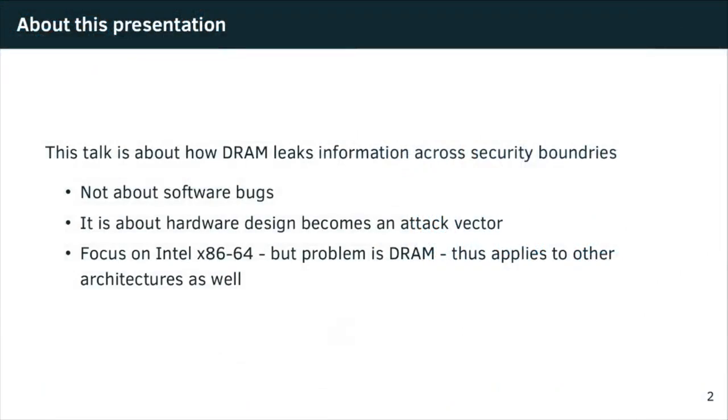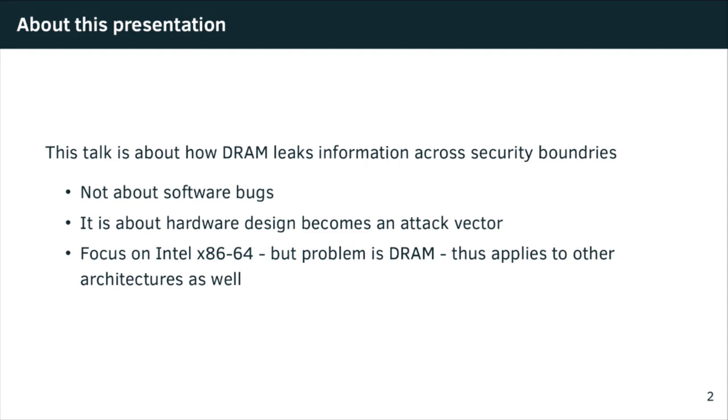This talk is about how DRAM leaks information across security boundaries. What it's not about is software. It's often perceived that if we fix all the software bugs, we will have safe computing. However, if the underlying hardware is not inherently safe, then we have an insecurity problem. So we have found what we think is a design problem with DRAM, and we can use that as an attack vector. The word design is chosen with intent here. It's not a bug. It's not like Rowhammer, where you have a reliability problem in the production of DRAM. It is very much to do with the way that DRAM works instead.